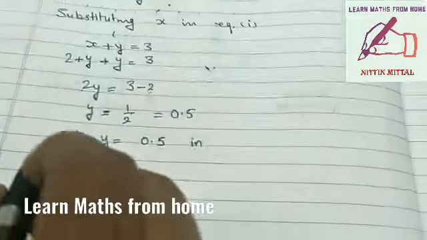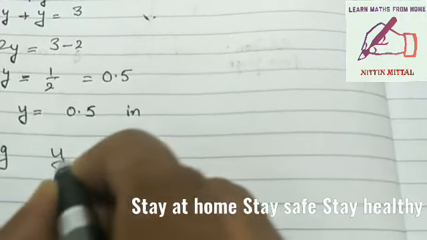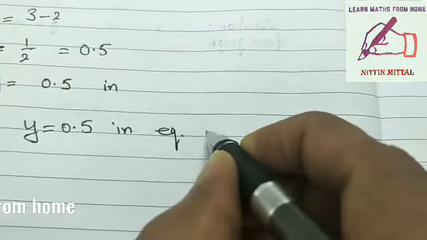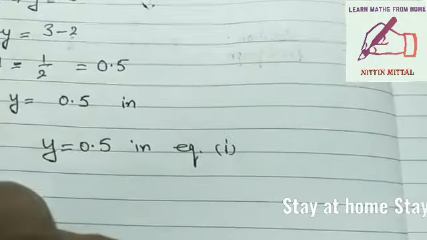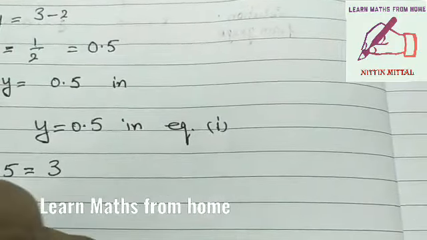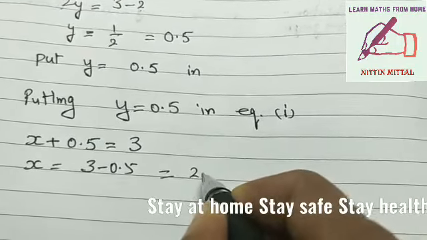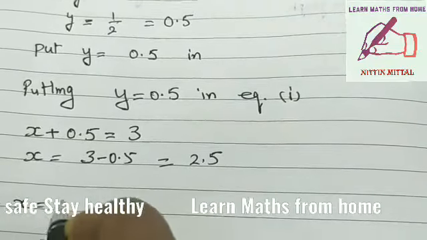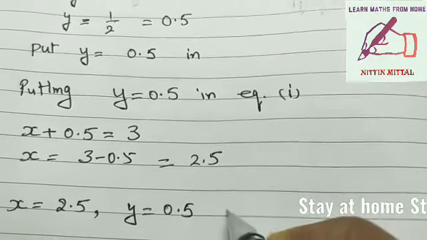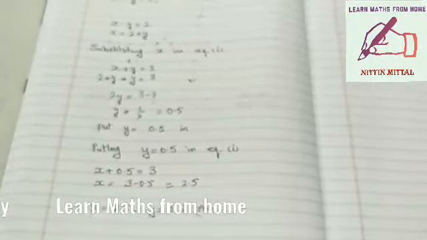So what am I going to do? I will be putting y equal to 0.5 in equation 1. So x plus 0.5 is equal to 3. So x is equal to 3 minus 0.5, that is equal to 2.5. So x is equal to 2.5, comma, y is equal to 0.5, answer.